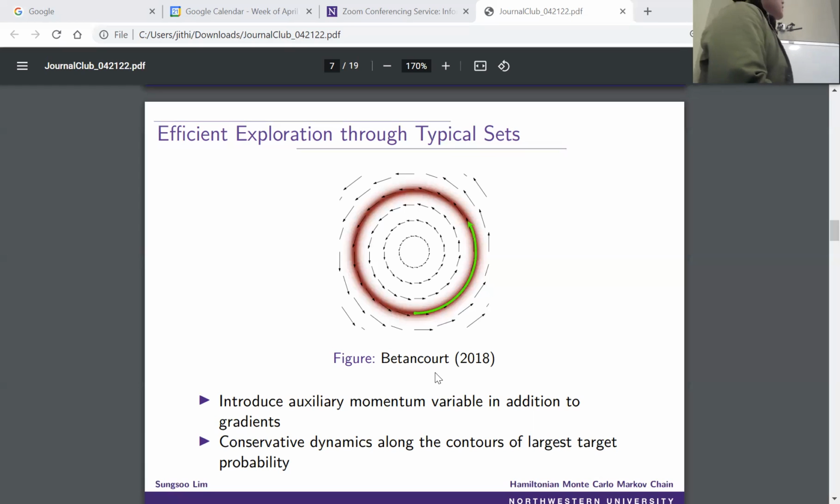So it's analogous to the problem in classical mechanics, the Hamiltonian dynamics. In order to mimic this process, we also need to introduce an auxiliary momentum variable in addition to the gradients. And as part of the properties of the Hamiltonian, we would also have conserved dynamics along these contours, which they call trajectories.